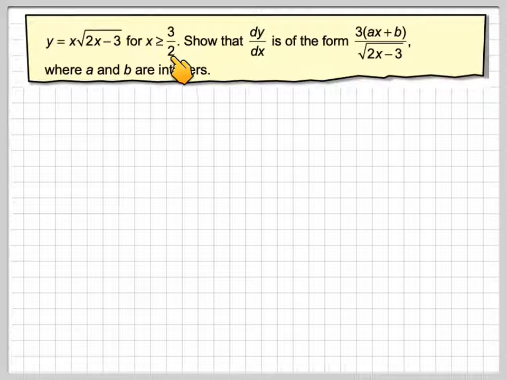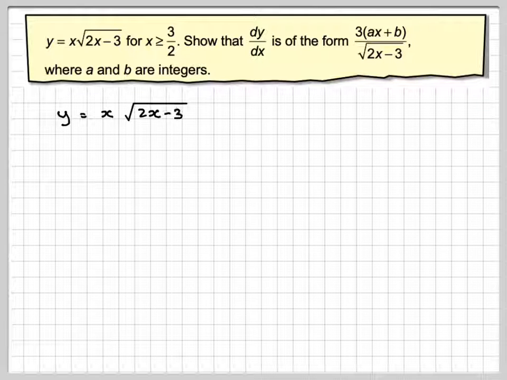Now, the reason why it says x is greater than or equal to 3 over 2 is if you put this equal to something negative, you can't take the square root. So for any value less than 3 over 2, you're not able to take the square root.